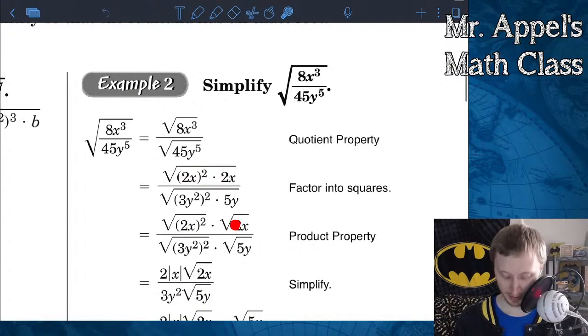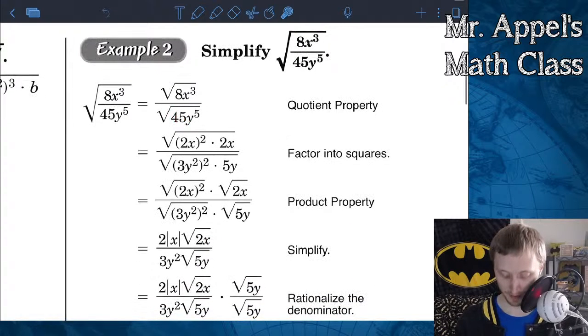Then we separate them as such, and pull that out. We get the 2x times root 2x. Same with the denominator. We treat 45 as 3 squared times 5. And so the 3 can come out. I can get 2 y's out of there. One of them stays in.